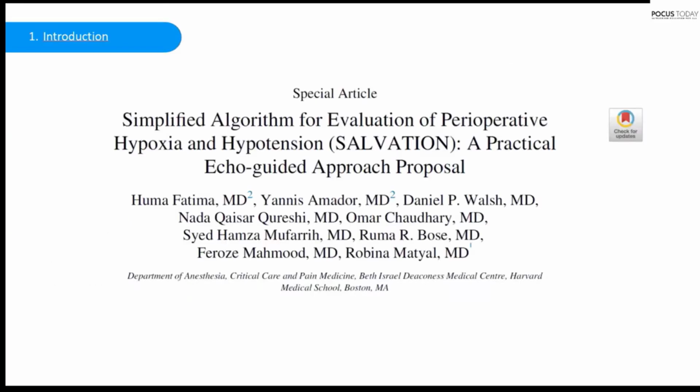Further reading can be obtained from this recent publication in the Journal of Cardiothoracic and Vascular Anesthesia, Volume 35. The authors, Huma Fatima et al., describe the salvation protocol in detail here. The authors here propose a simple, sequential, and focused multi-organ approach, applicable for the evaluation of perioperative hypotension and hypoxia in emergency scenarios.